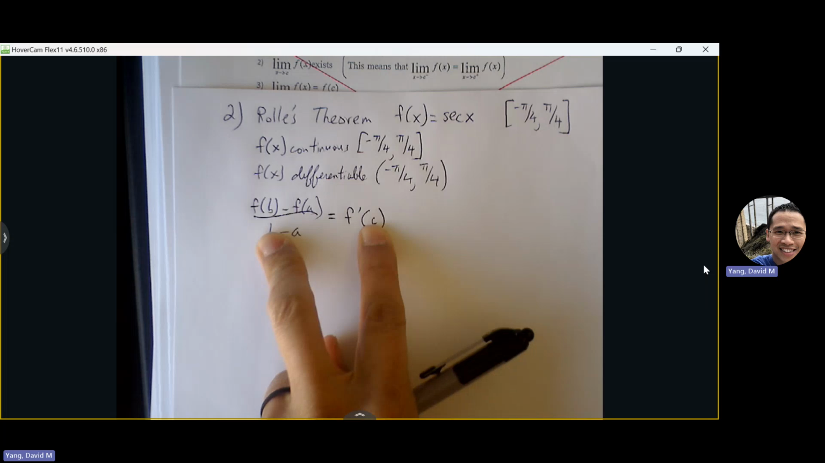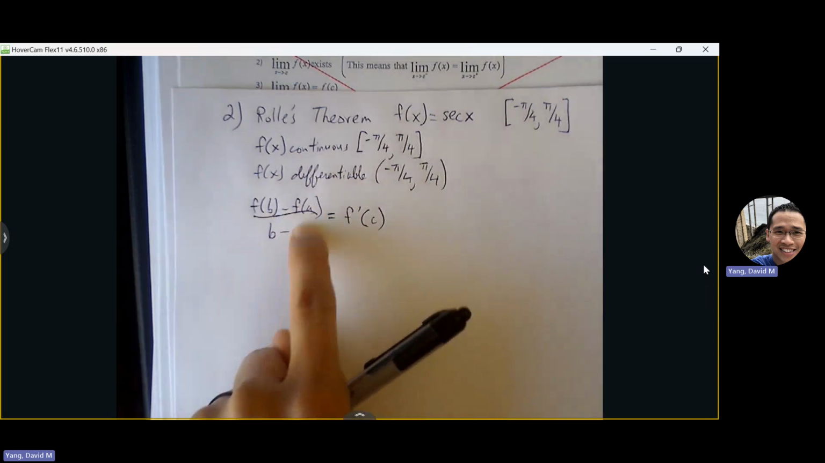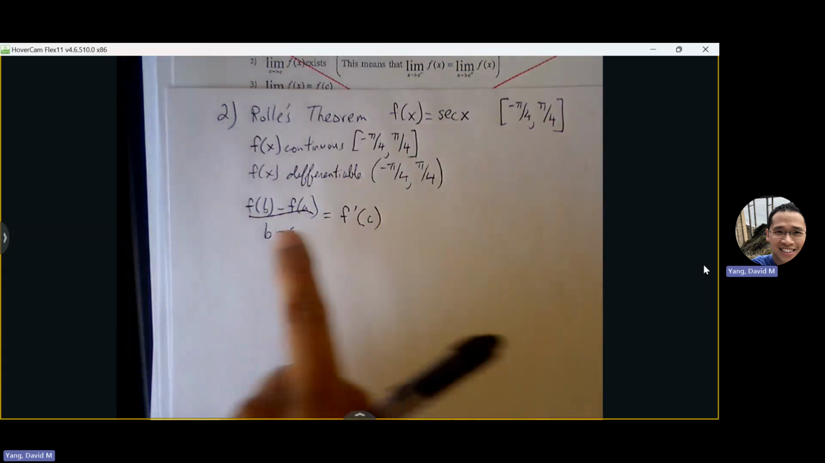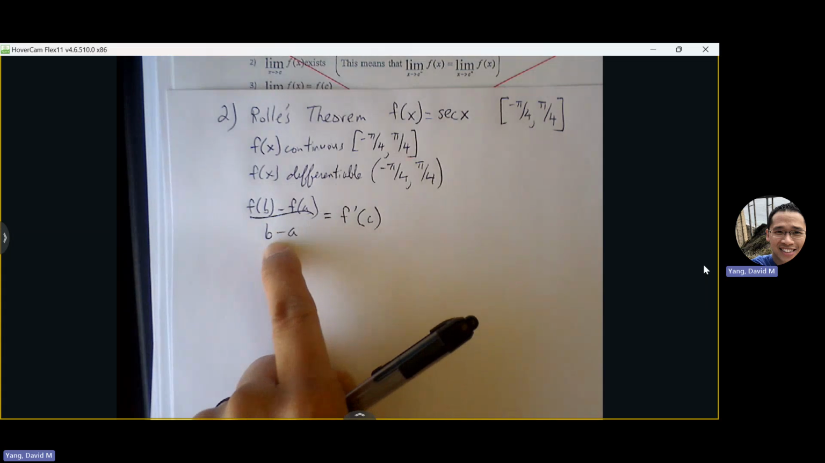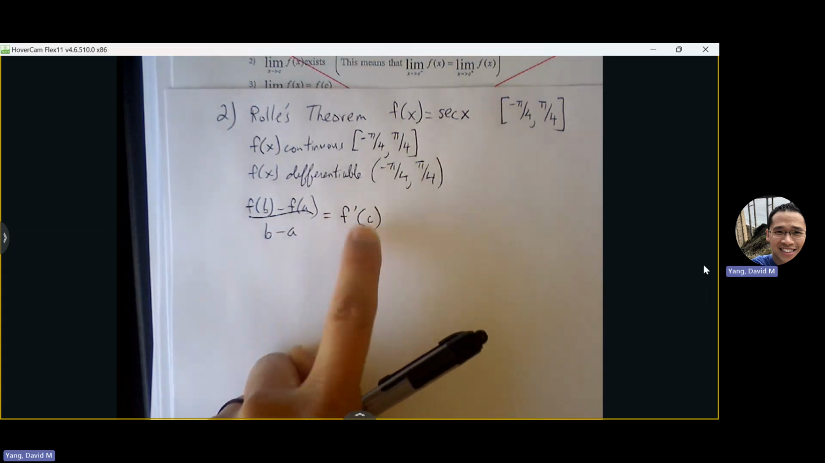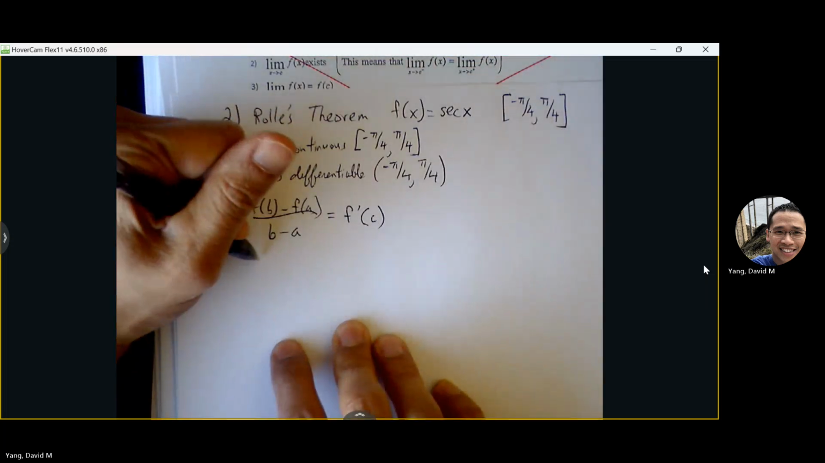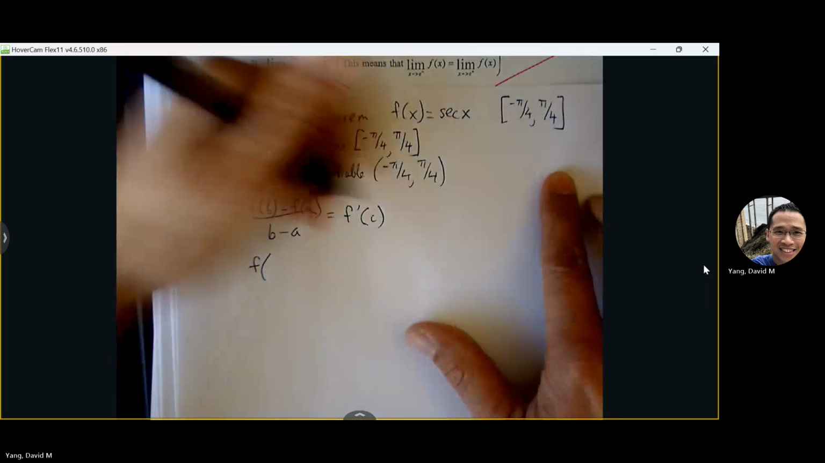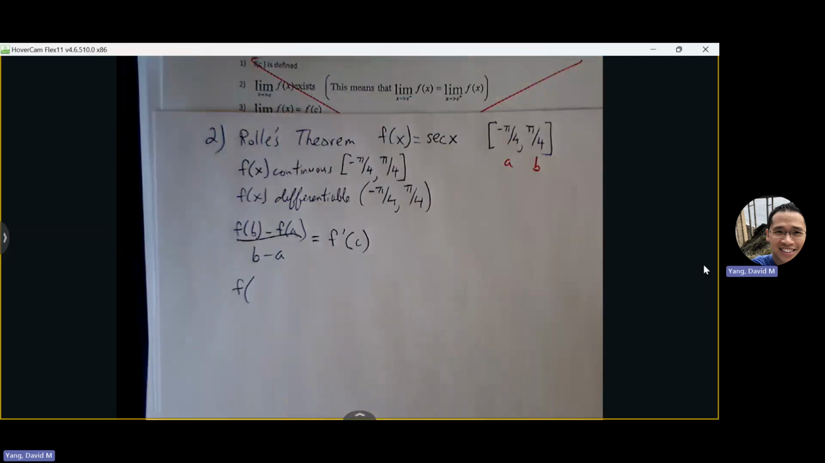I like to write it out this way so that we're kind of forced to deal with the algebra portion first. So we're just going to plug in our negative pi over 4 and pi over 4 for a and b, find the y values, find the slope. And once we're done with that, then we can move into the derivative portion. So my a value is negative pi over 4, and my b value is pi over 4.